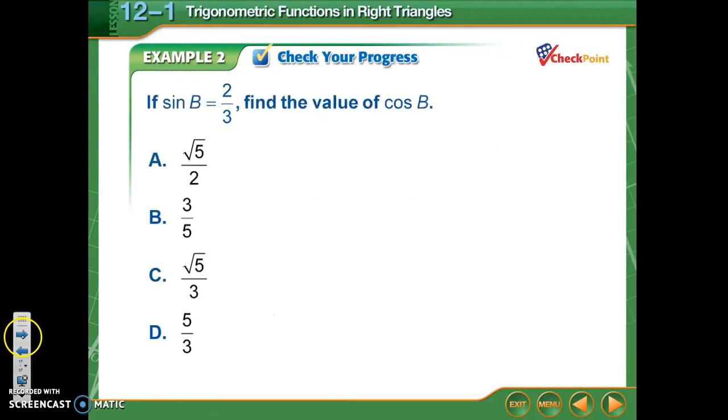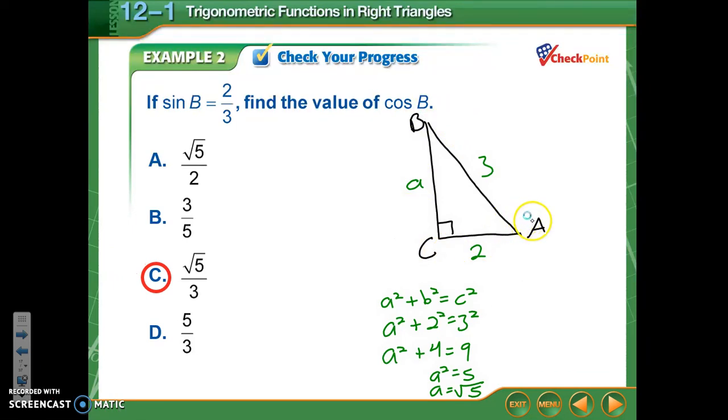Okay, try this, check your progress. All right, your answer here should be C, which is square root of 5 over 3. And your triangle should look something like this. Your vertices should be labeled. We usually label the right angle vertex as C.